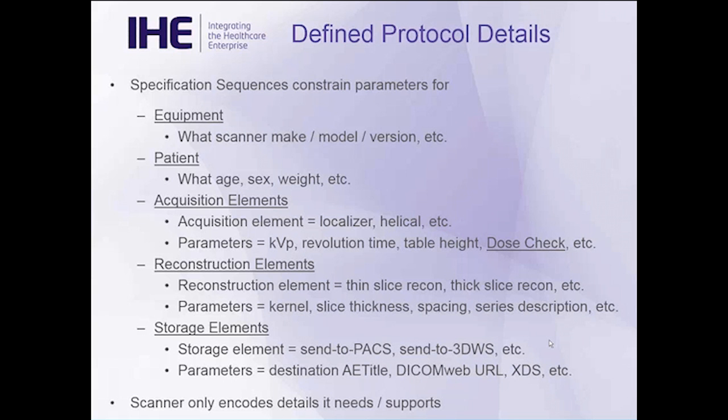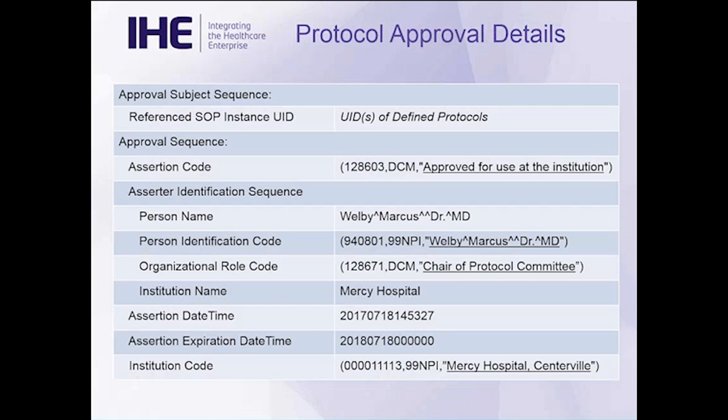So that may seem like a fair bit of stuff. The scanner only encodes the details that it needs and that it supports. So this does not mean that all scanners will do all of these different things. They will encode all of the parameters that they need, and that's what you'll find in the objects.